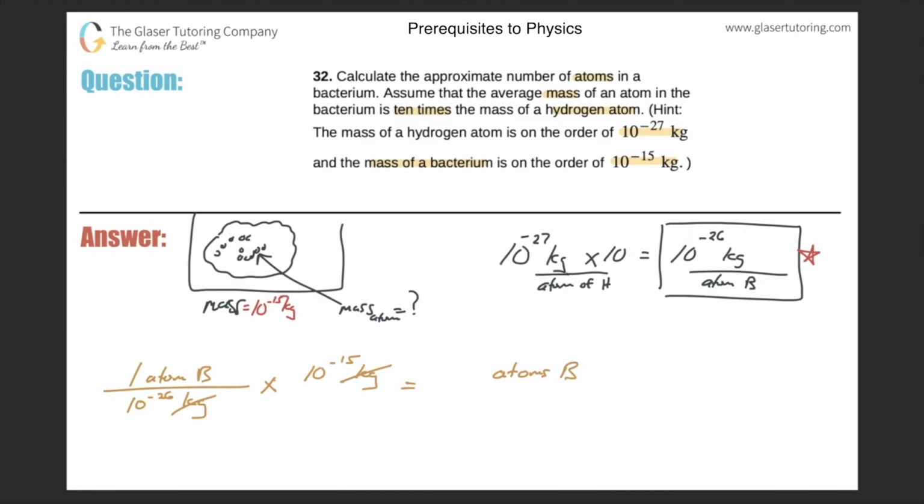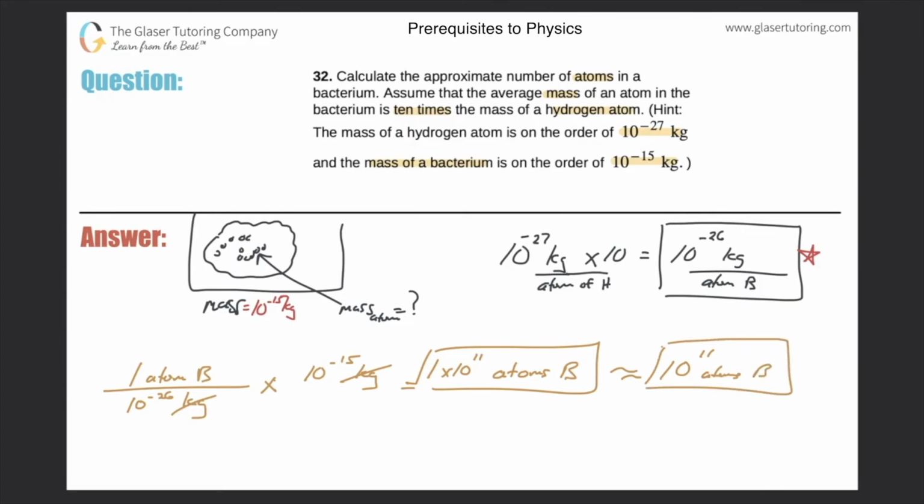And now all I have to do is take 10 raised to the negative 15 and divide it by 10 raised to the negative 26. And that gives me 1 times 10 to the 11 atoms of bacterium. In other words, you don't need the 1. It's just 10 to the 11 atoms of bacterium. And this should make sense. There should be a whole bunch of atoms within that single bacterium.